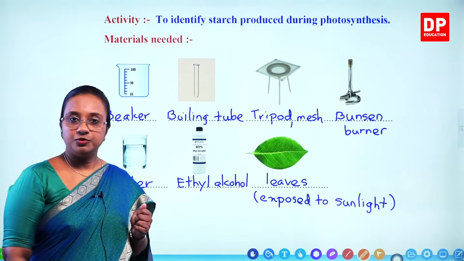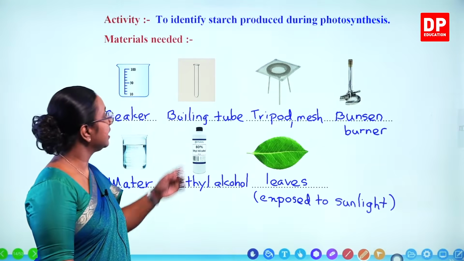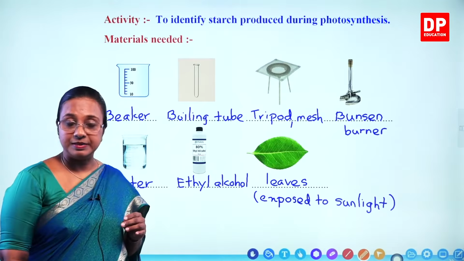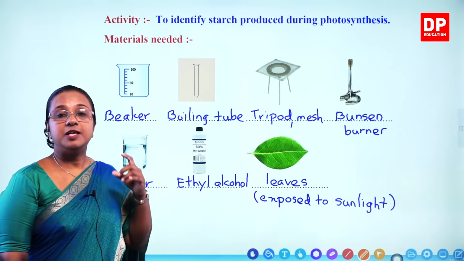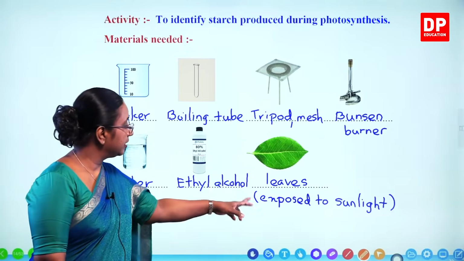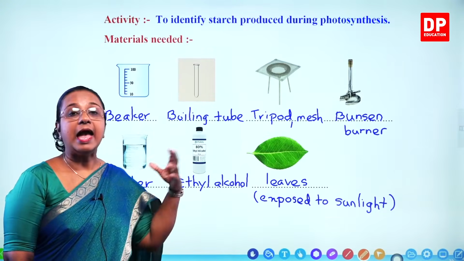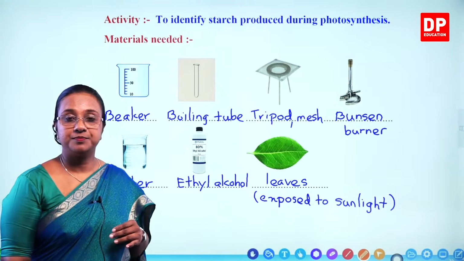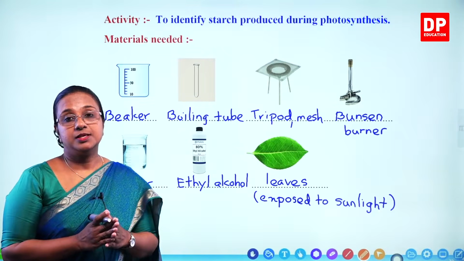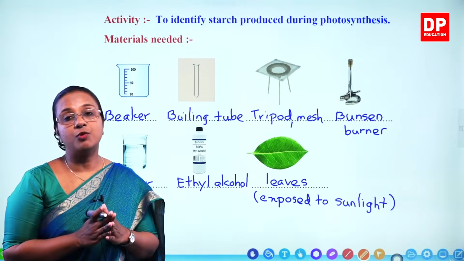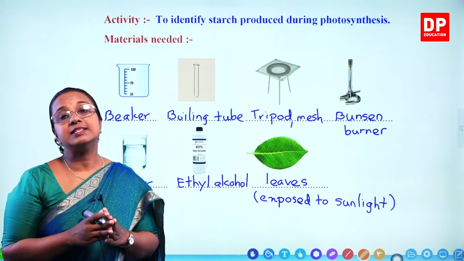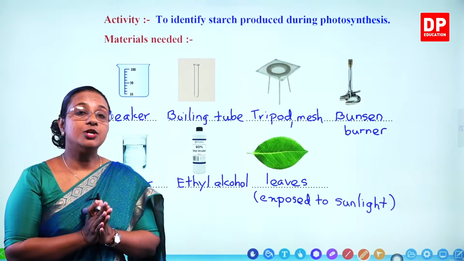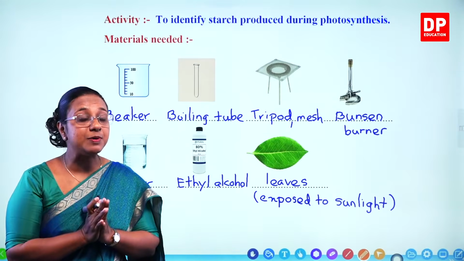Then what we have to do is we have to put this leaf into a boiling tube, or we can directly use a beaker. Into the beaker we need to take water, put the leaves into water and boil it using the tripod mesh and the Bunsen burner. When we do this, when leaves are boiled in water, the cell wall and the cell membrane get damaged. Normally, you all know cell membrane is semi-permeable.